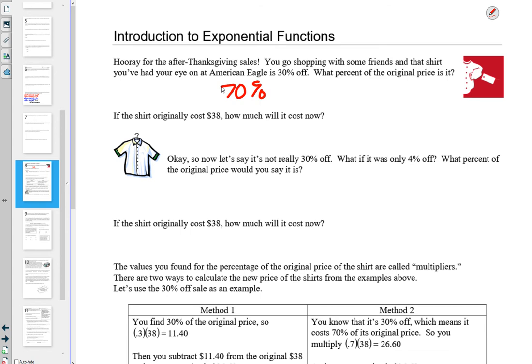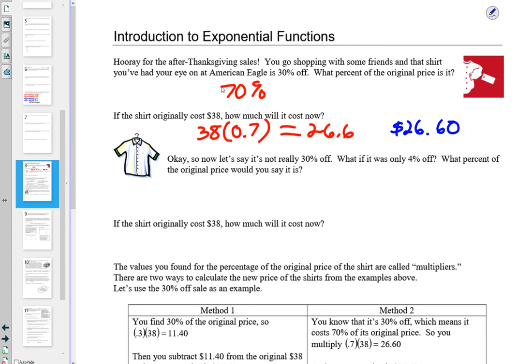If the shirt originally cost $38, how much is it going to cost now? How can I find that? Just multiply. So 38 times 0.7. 70% is 0.7. What does that give you? Okay, 26.6 exactly. It's important because it's money. 38 times 0.7, I'm getting 26.6 exact. So as far as money goes, this is going to cost $26.60.